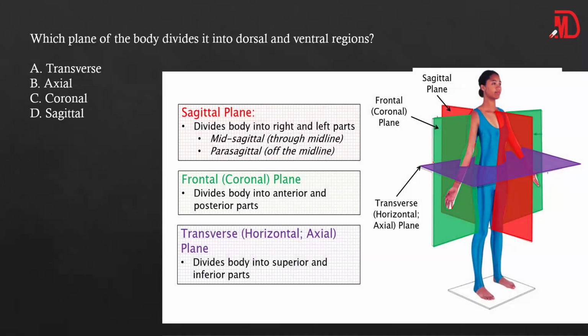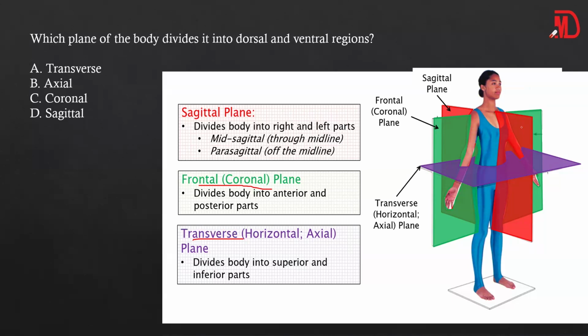So we have various planes. We have the sagittal plane, we have the frontal plane, also known as the coronal plane, and then we have the transverse, also known as the horizontal or the axial plane. Now, the sagittal is marked as red. This divides the body into right and left parts. So your right side and your left side are divided by the sagittal plane.